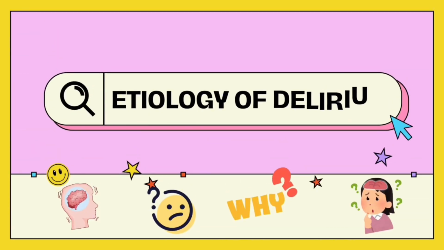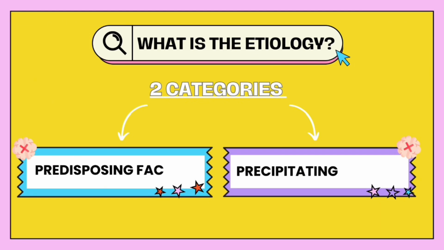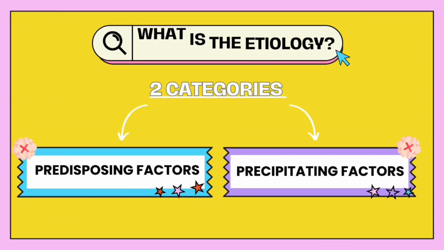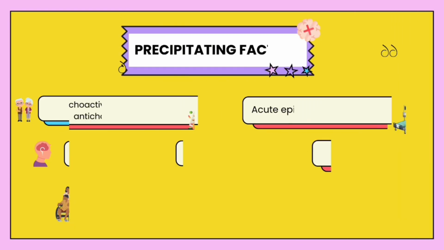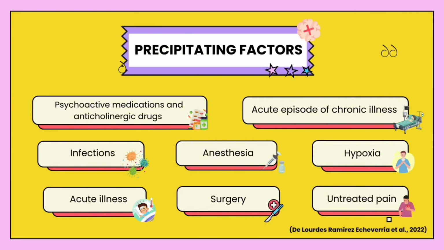Now we will move on towards the etiology of delirium. So delirium is divided into the categories which are predisposing and precipitating factors. Examples of predisposing factors are older age, dementia, mild cognitive impairment, poor vision and hearing, etc. Next, for precipitating factors, the examples are psychoactive medications, infections, anesthesia, hypoxia, surgery, etc.